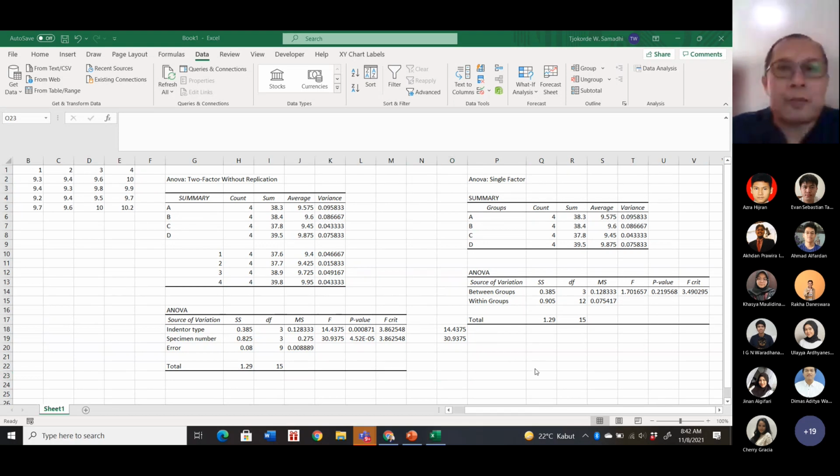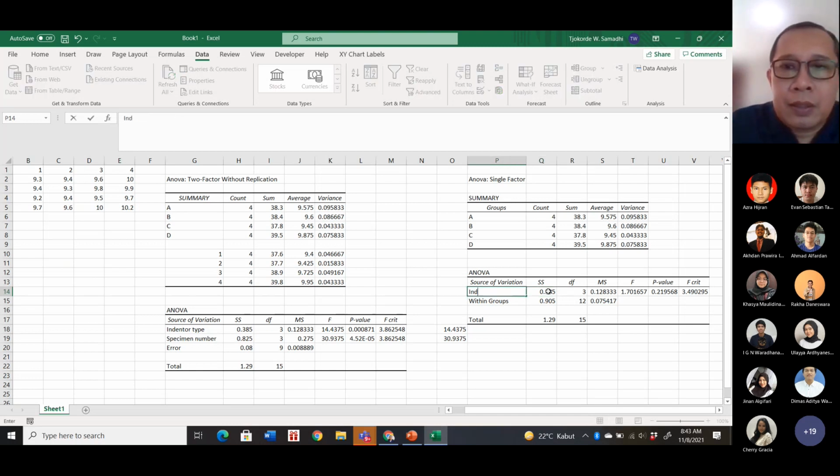Okay. Now, again, what I just did is I treat this RCBD experiment as a single factor fully randomized experiment in which the block number is regarded to be replicates. As if this were a single variable, fully randomized experiment with 4 replications. And this is the ANOVA table. Now you can see there's only one systematic component, between groups. So this would be indentor type, and this one is error. That's it.